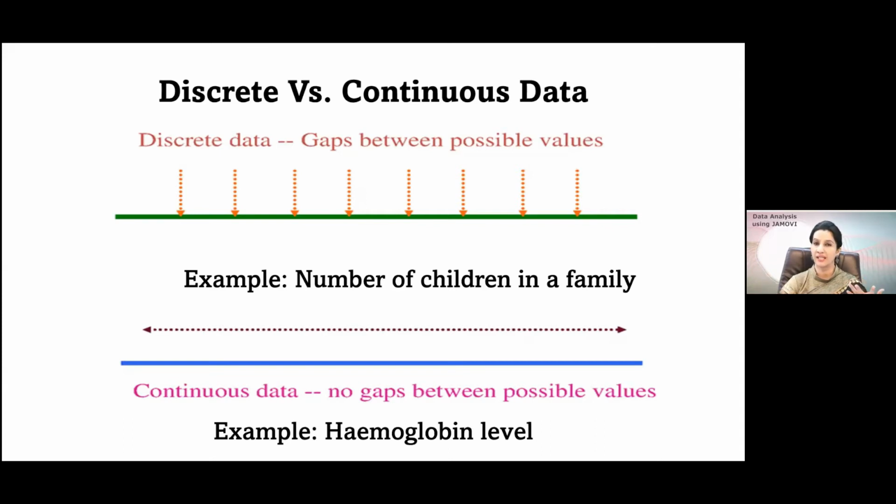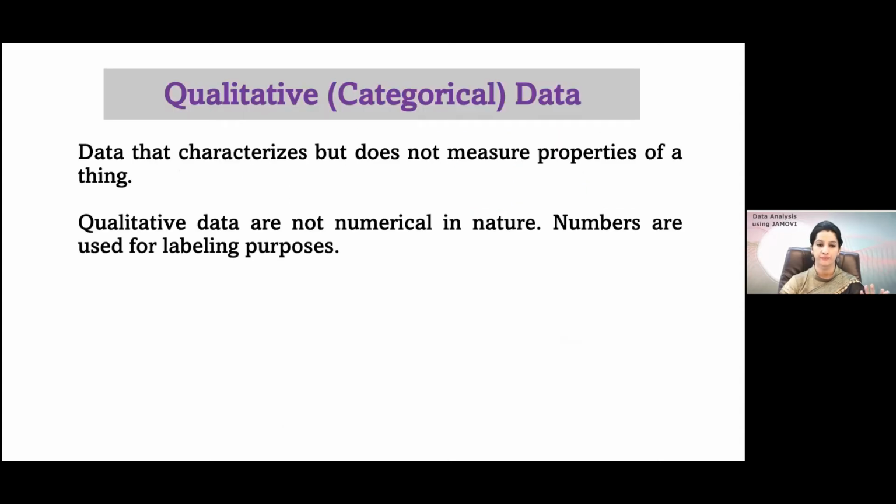Like you can take age, weight, height. Even age you can measure in fractions, although we take it in a whole number, but you can take it in days and hours. In newborn cases, we take it in hours also. So it depends. So now qualitative, like categorical data.